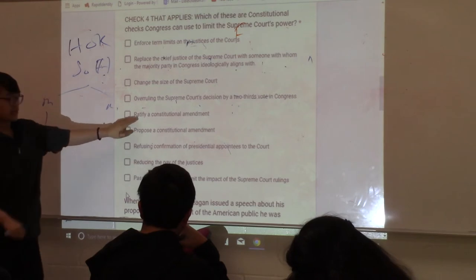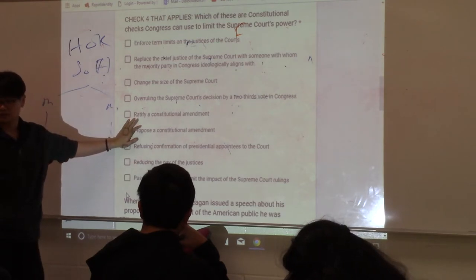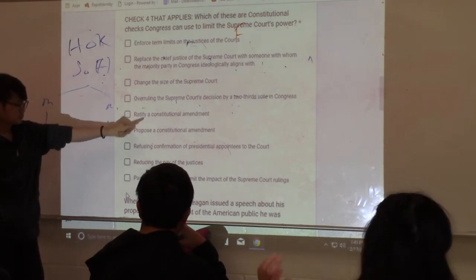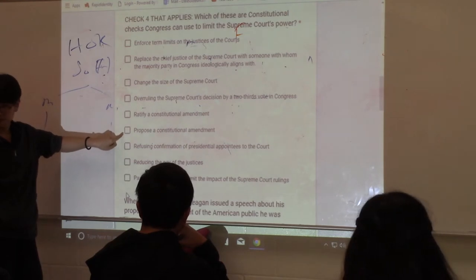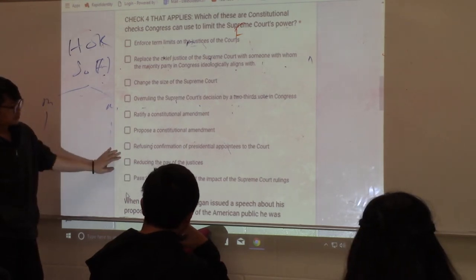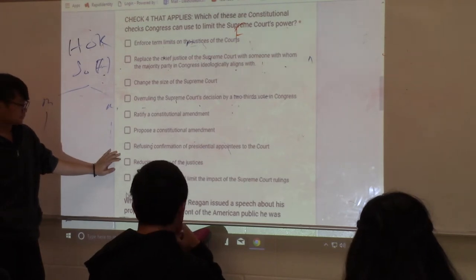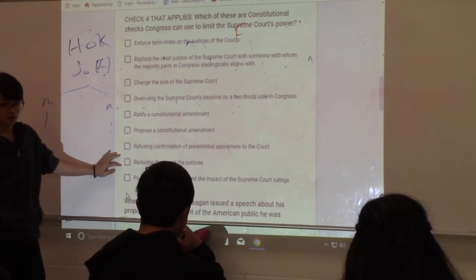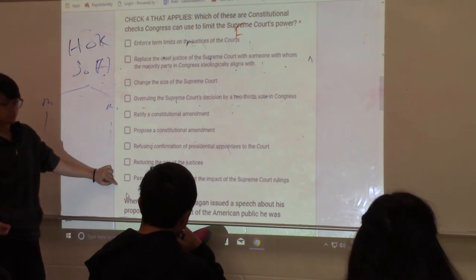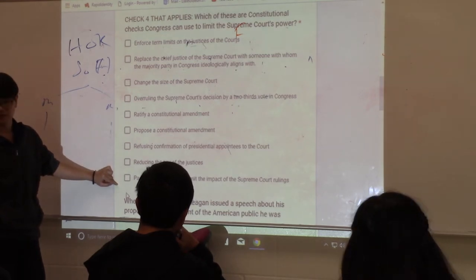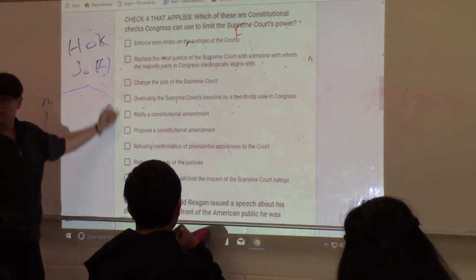All right. Can Congress ratify amendments? No, they propose. So this is wrong. This is correct. Can they refuse a confirmation of the president's nominees to the federal courts? Yes, they can. Can they reduce the pay? No. Can they pass legislation that would limit the impact of the Supreme Court? Yes, they can.